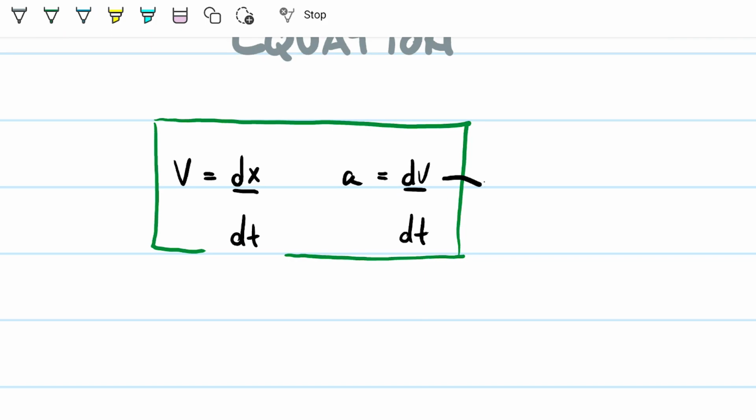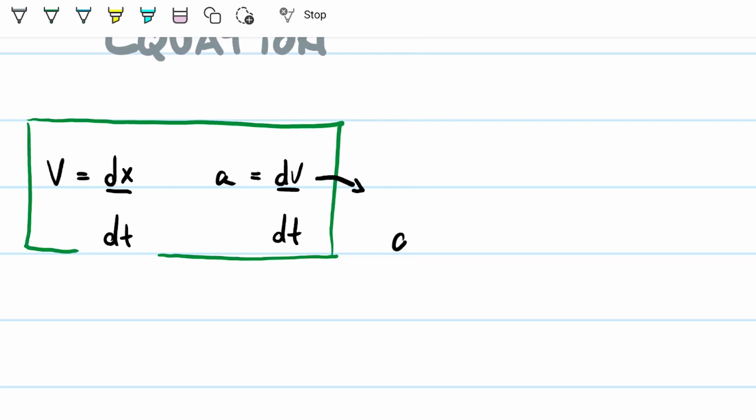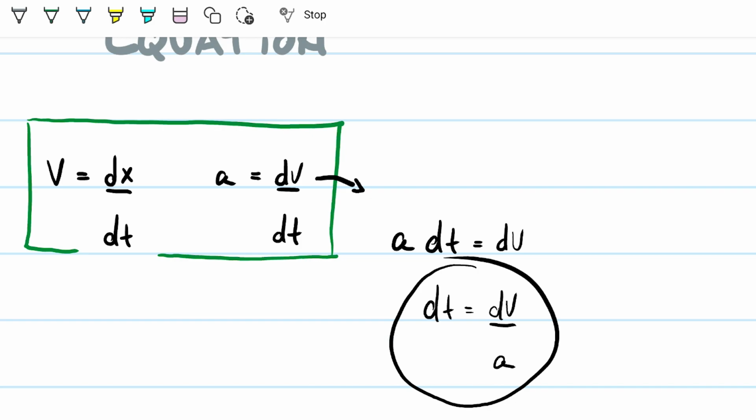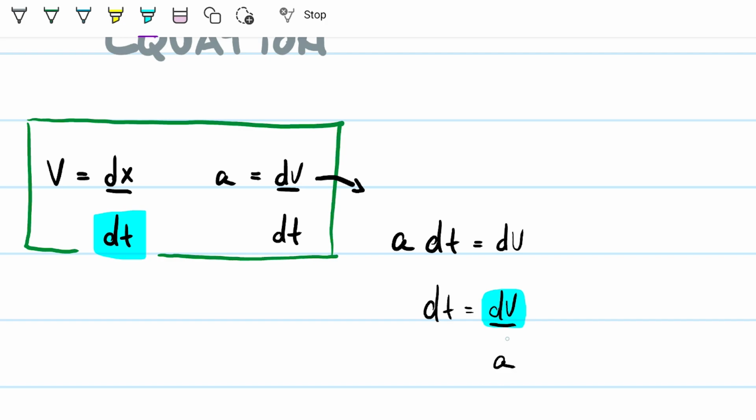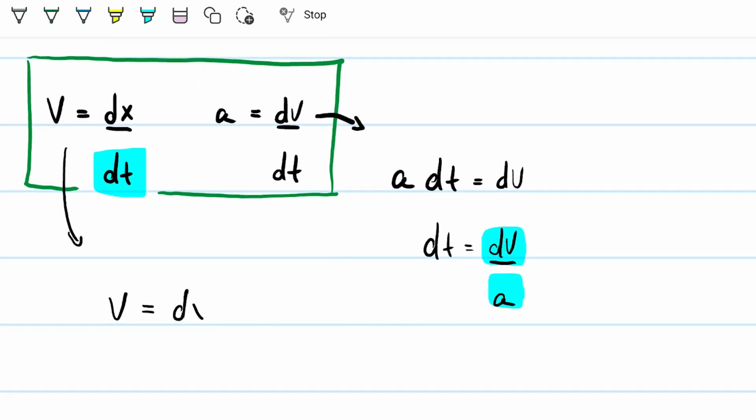I'm going to start by rearranging the acceleration definition, so A times dt equals dv, and therefore dt is just dv divided by A, the acceleration. With this in mind, I'm going to substitute where I have dt. So this guy here becomes this guy here. What does this do to our equation? It says that the velocity is dx divided by dv divided by A, so A comes up here.